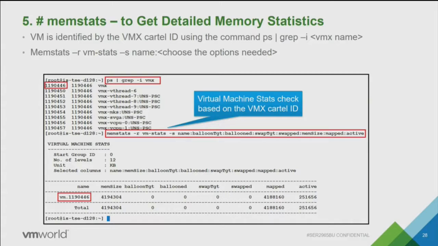Here I'm looking up the name, which gives me the VM and the cartel ID name that I want. And then I'm looking up ballooning, swap target, swapped, and the mem size and the active as well. If you look at the output, it shows if my VM has ballooned, if there is a swap target or swapped messages, and what the active running memory on my VM is. So this shows the ballooning information of the VM.